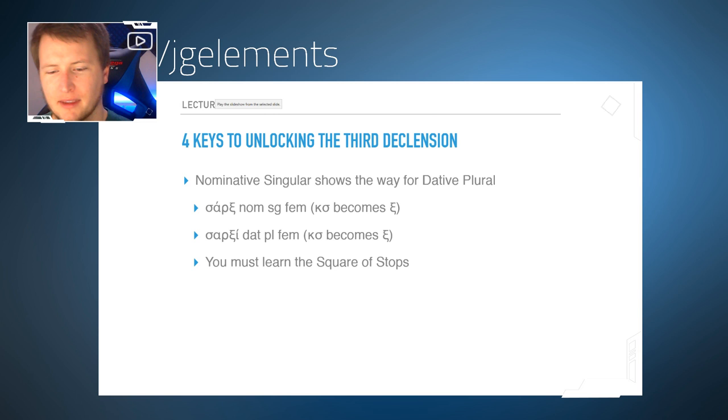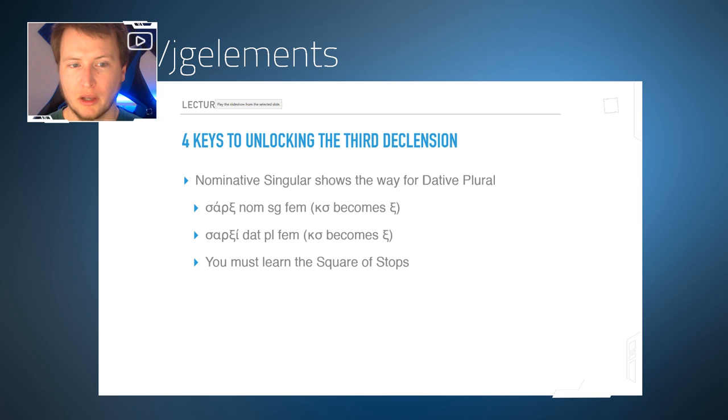So you need to learn the nominative singular, the genitive singular, and you need to learn the article. Now the nominative singular helps you identify the dative plural. Let's look at sarx again. Sarx is the nominative singular feminine, where kappa sigma becomes xi. Well, in the dative plural, we get another kappa sigma. So again, we're going to get a xi followed by the iota.